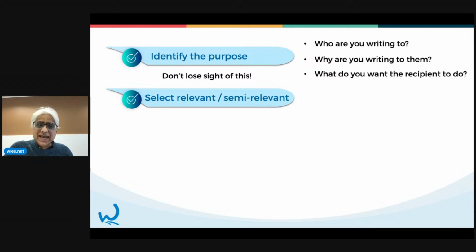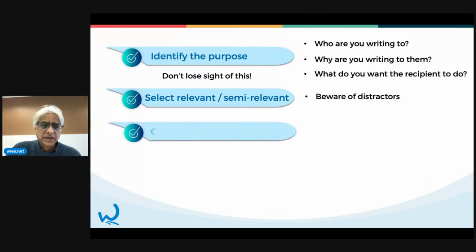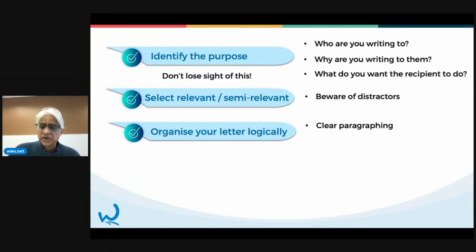We talked about the selection. Remember, most case notes are distractors. Most you won't need. And think also about not just what's relevant, irrelevant. Think about semi-relevant as well, because this will help you as you organize your letter. Beware of distractors. We talked about the organization, and you can see that word logical. That's what they want. And as well as your whole letter being organized, your paragraphs also need to be well organized as well.